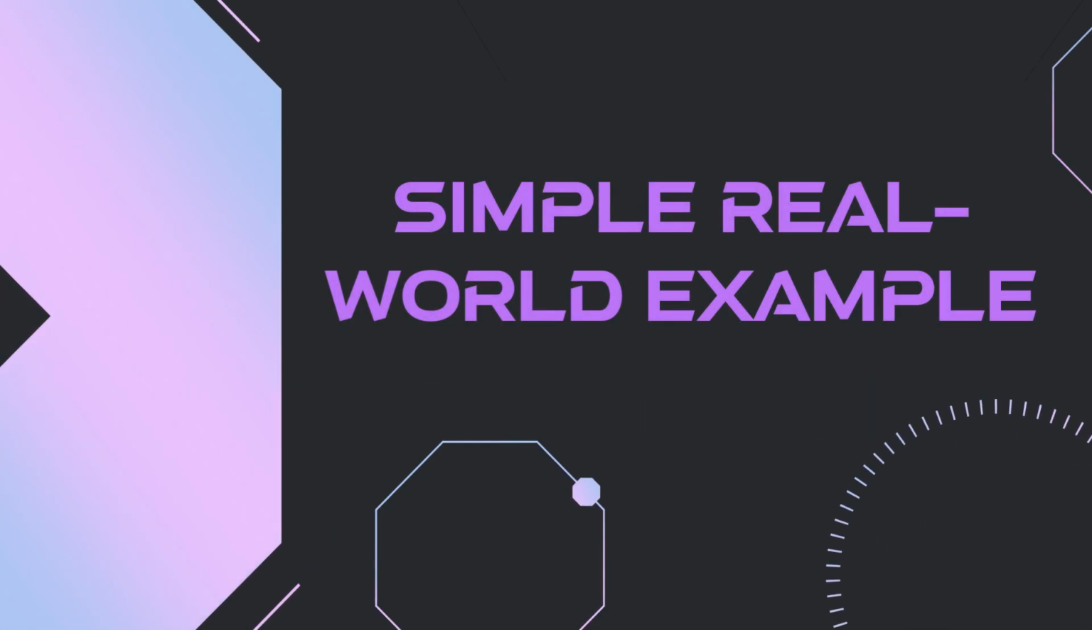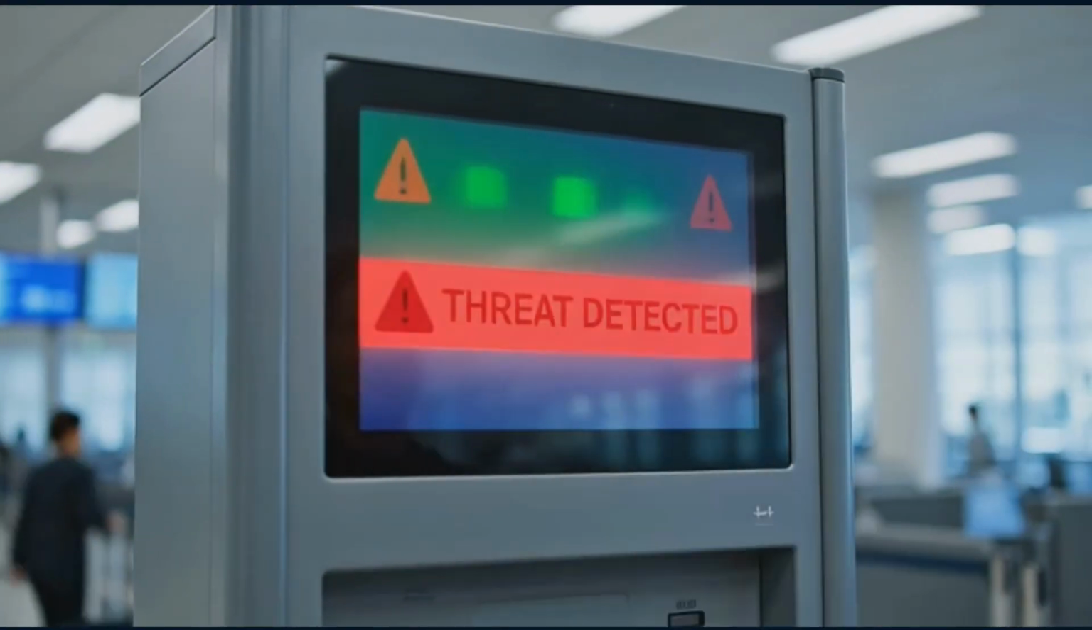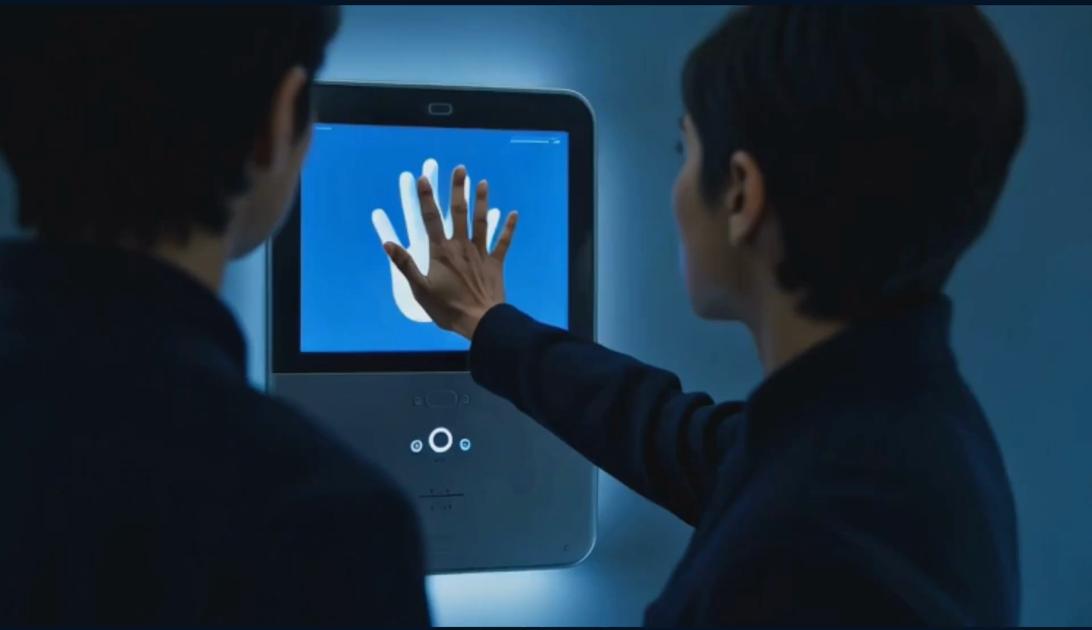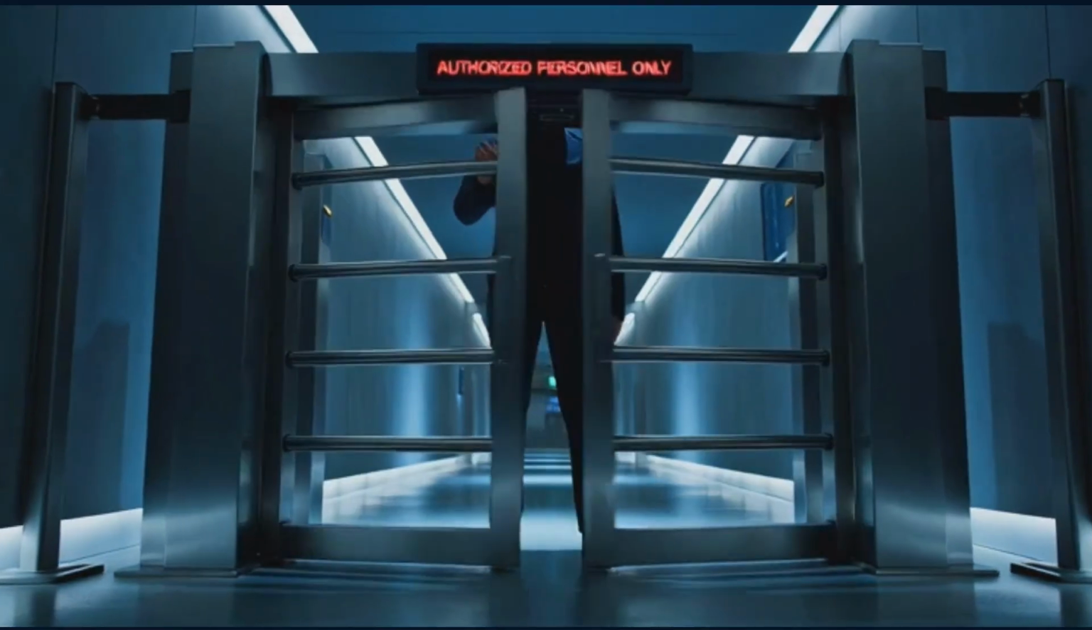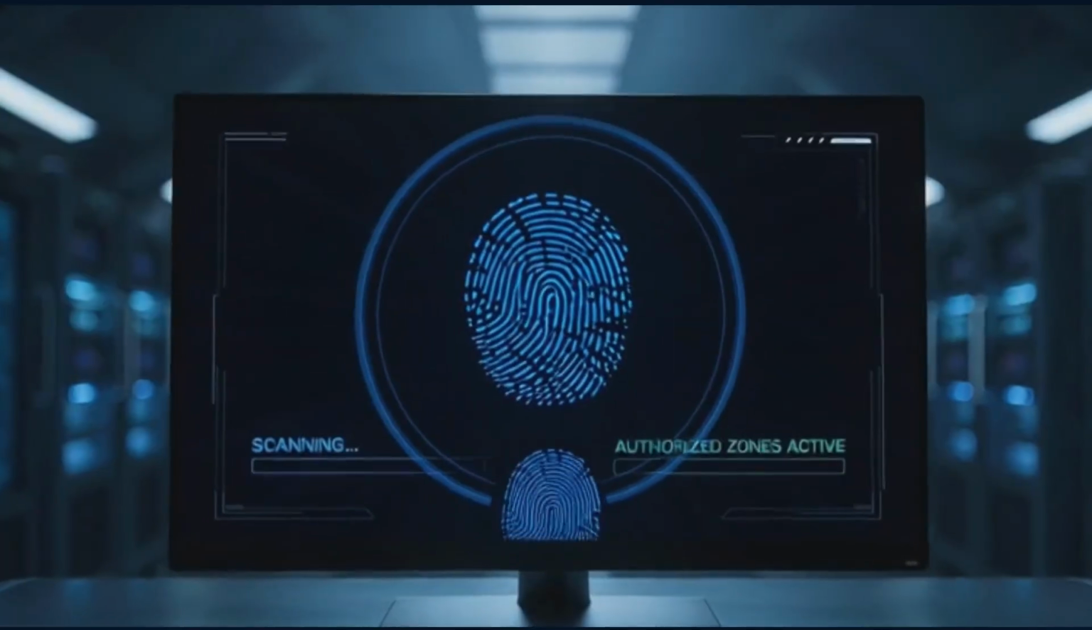Think of zero trust like airport security. Even if you're inside the airport, you still need boarding passes, ID checks, and gate verification. Access is limited, monitored, and context-aware. That's zero trust.